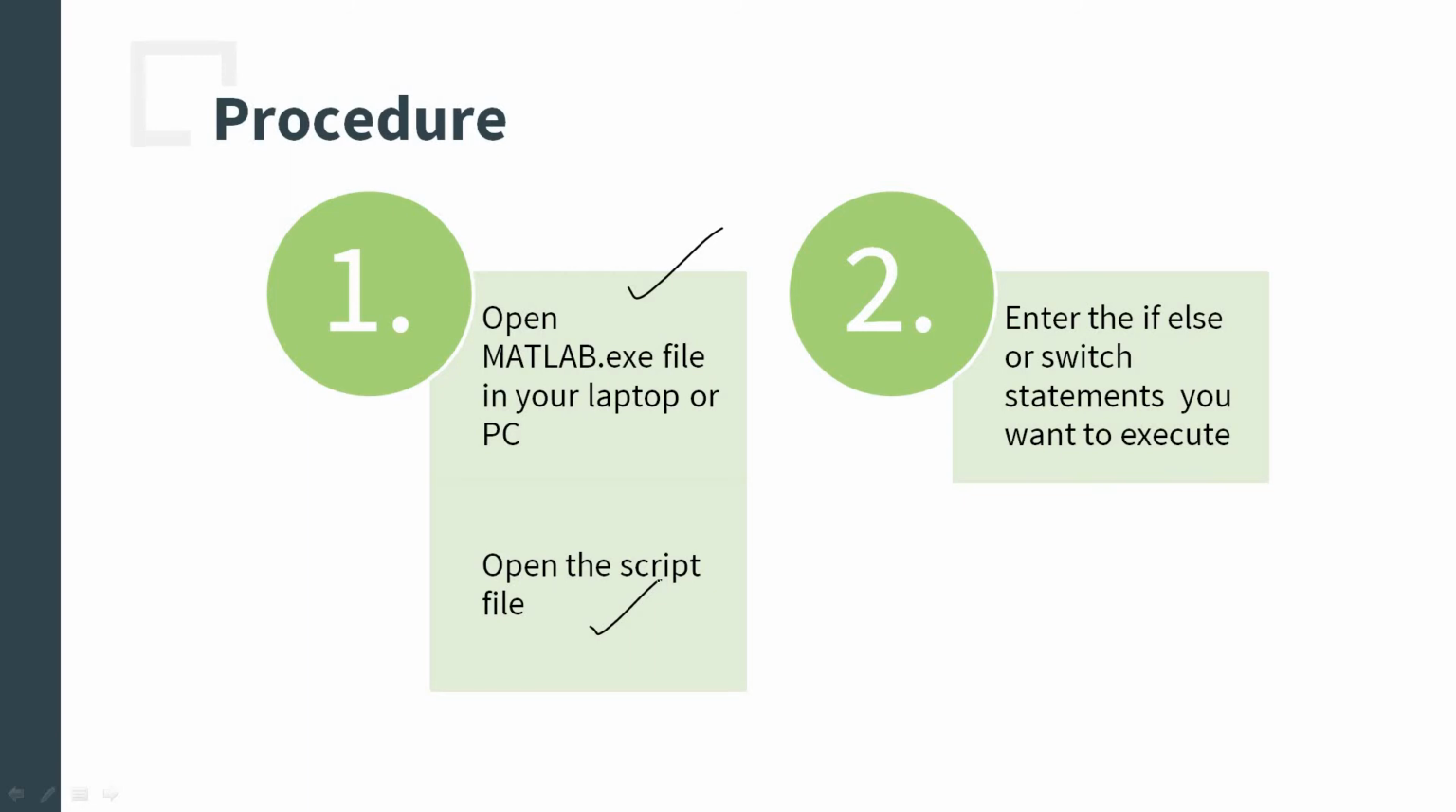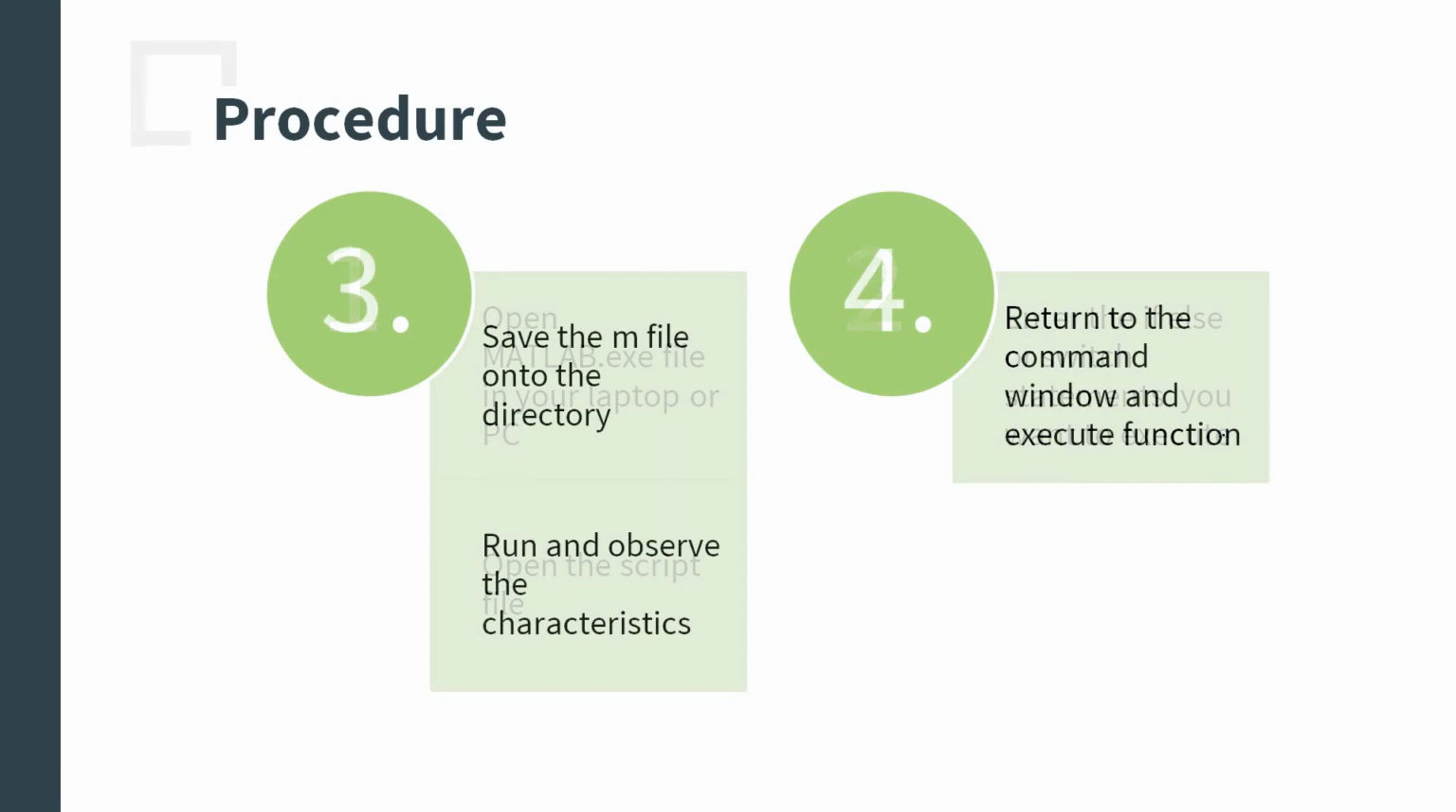Enter the if else statement or switch statement that you want to execute. If you want to execute a certain program, enter that program into it. Then save the M file in the directory, run it and observe the characteristics, return to the command window and execute the function. So let's carry this out.